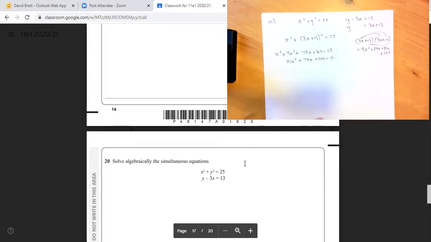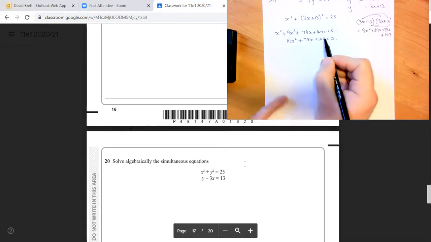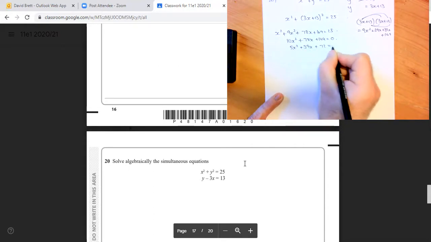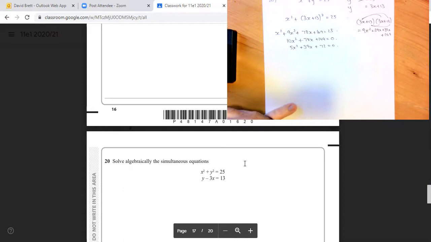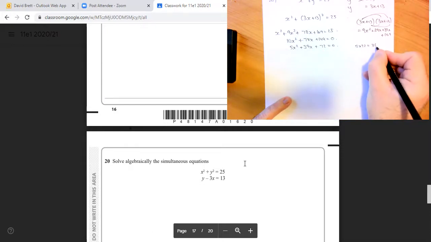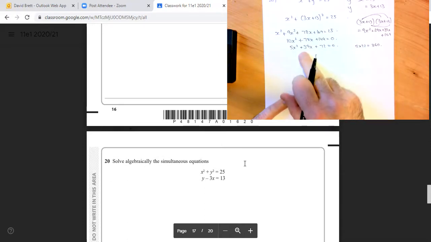Okay, so now there's a couple of ways to solve it. We can complete the square, we can factorize it, we can use the quadratic formula. The first thing I notice is that 2 is a factor of all of them. So if I write it as 5x squared plus 39x plus 72 equals 0, that might make it a little bit easier to factorize. So I'm going to try factorizing 5 times 72. 5 times 72 is 360. So I'm looking at two numbers that multiply together to give you 360 and add together to give you 39.